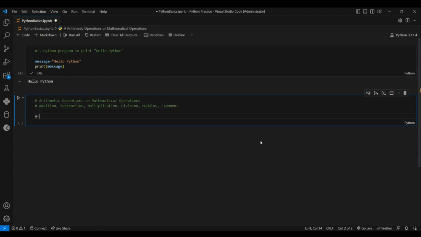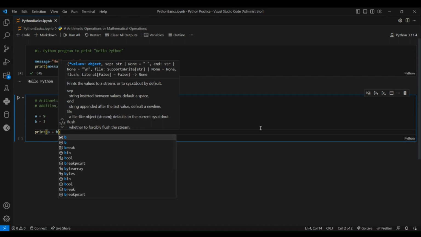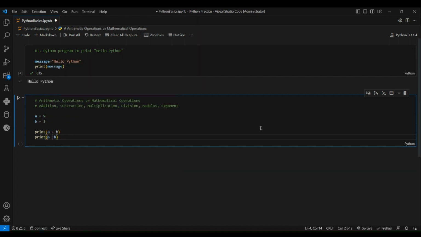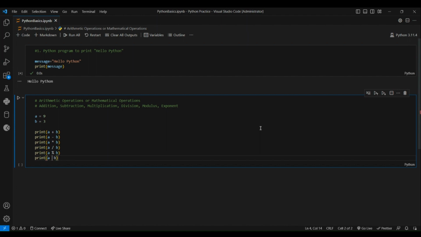First, I am declaring two variables. A equals 9, B equals 3. First performing addition, then subtraction, then multiplication, then division, then modulus. Last, exponentiation. Running the code.